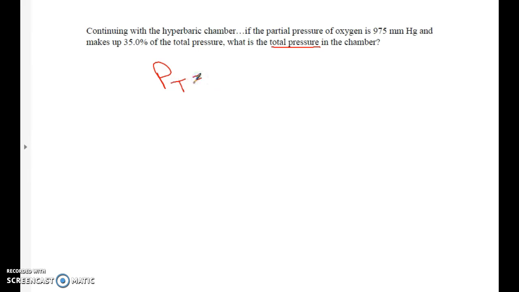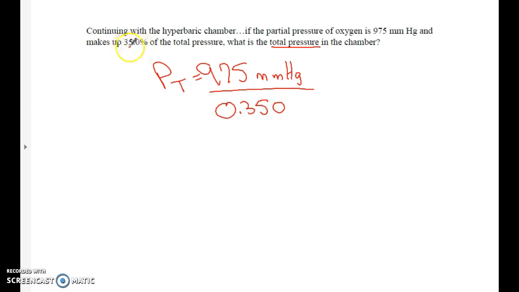To get total pressure, you would take that partial pressure, 975 millimeters of mercury, divided by the 0.350, right? Since this is 3 significant digits, we want to turn that percent into a decimal. It becomes 0.350, and we end up, when it's rounded off, with 2,790 millimeters of mercury. The 975 is 3 significant digits. The 0.350 is 3 significant digits. So I write my answer with 3 significant digits, 2,790 millimeters of mercury.